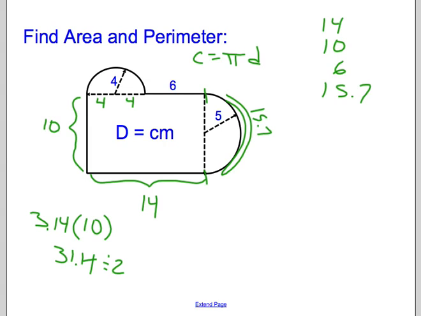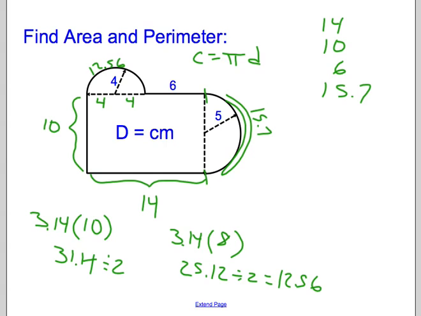Now I need to do the same thing for the smaller semicircle. So that's still going to be 3.14, except the diameter on this one is 8. Good. 3.14 times 8 is 25.12. Okay. And divide that by 2. 12.56. Very good.